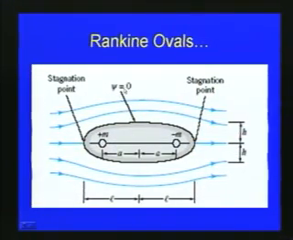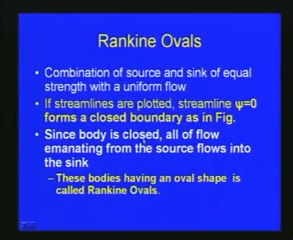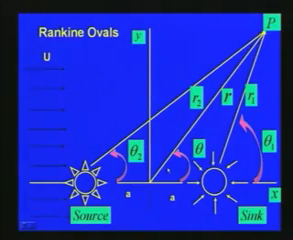So the stream function is equal to 0, and the streamline psi equal to 0 forms a closed boundary, and since the body is closed, all flow emanating from the source flows into the sink. This body having an oval shape is the so-called Rankine oval. So a Rankine oval is obtained by combination of source and sink of equal strength superimposed within a uniform flow. Here you can see that there is a source here and there is a sink here.